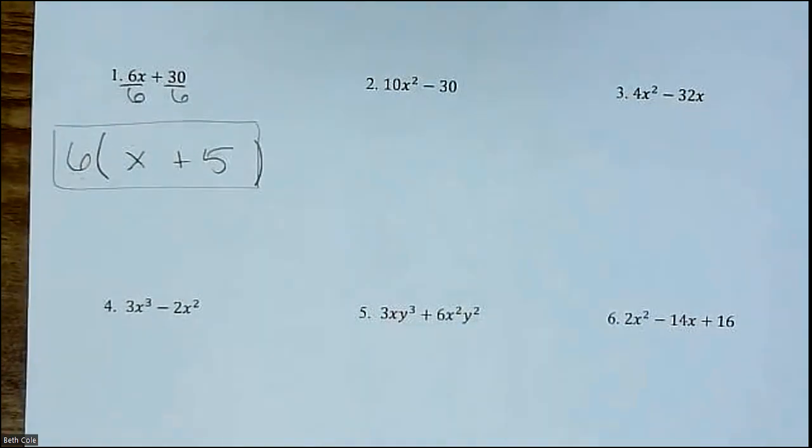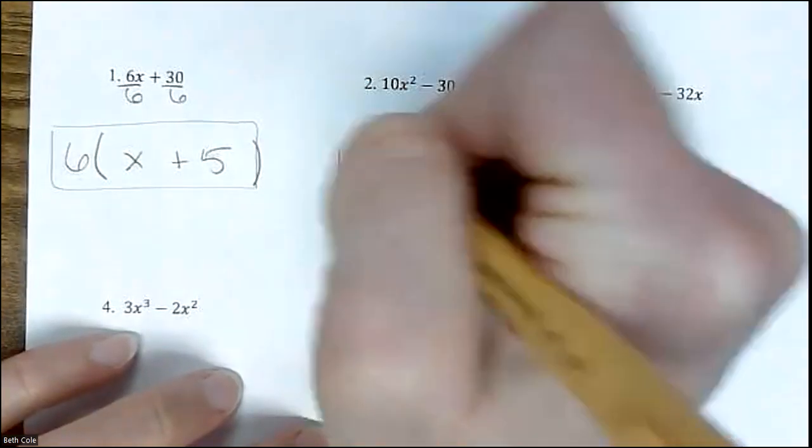What can you divide out of both 10x squared and 30? 10. Anything else?